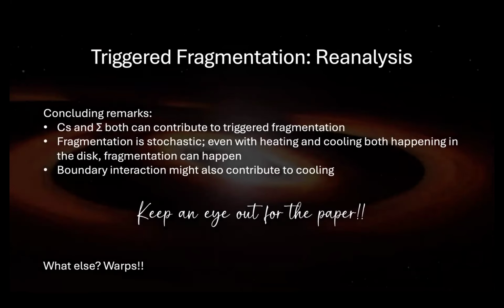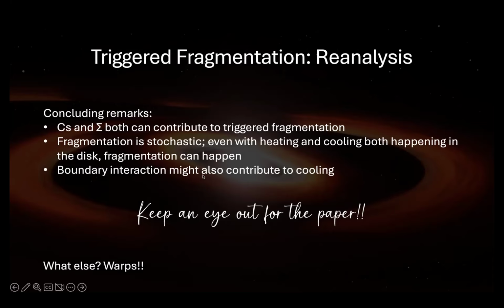So yeah, our main concluding remarks are that both the CS and the sigma can contribute to triggered fragmentation, which has not been demonstrated before. We also find that fragmentation is stochastic. That in some places we have a very clear picture of what's happening, a global cooling trend, and that global cooling trend contributing to cooling and everything. But in the other case, even when there is no global cooling happening at the location of the second fragment, we still see that fragmentation can happen, and a second fragment can form out of preferentially cooler material.